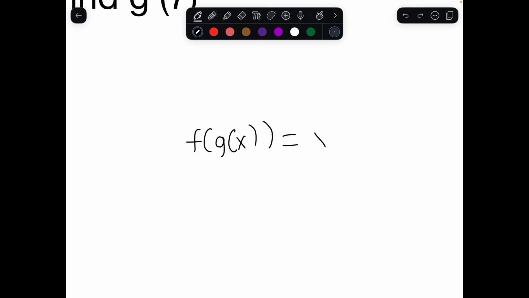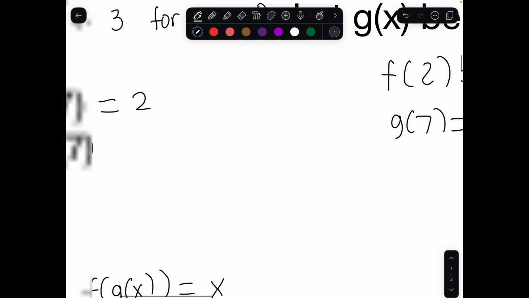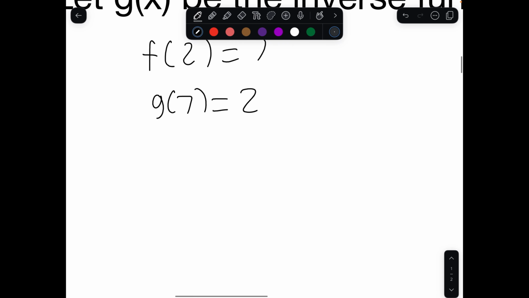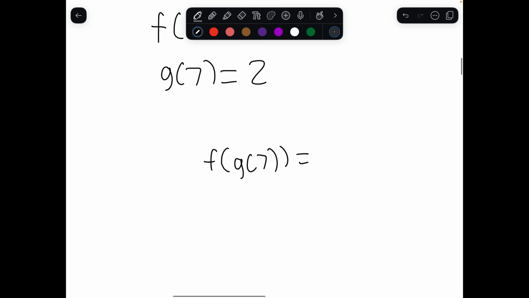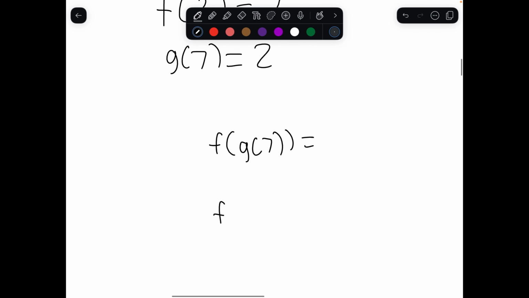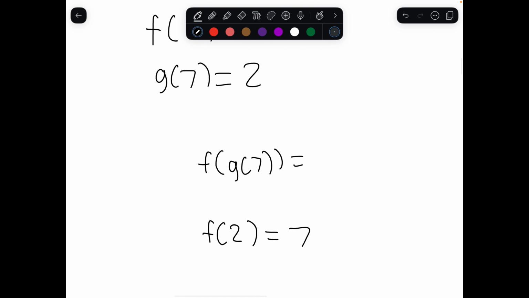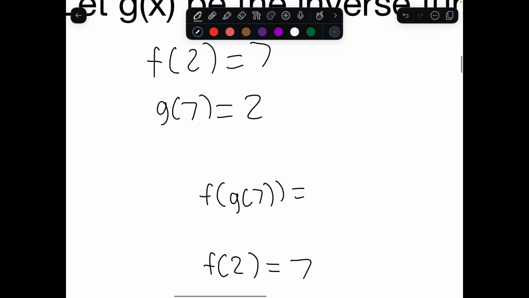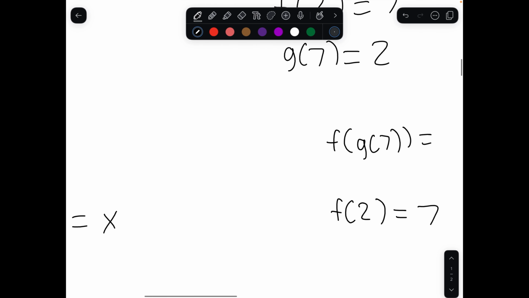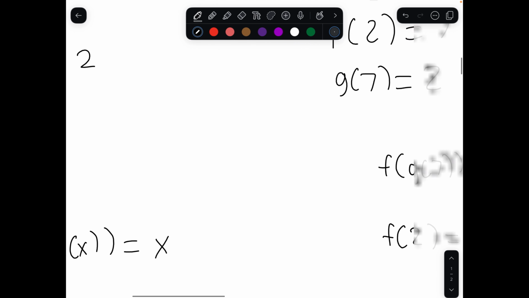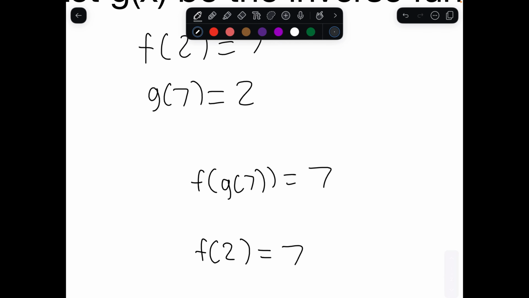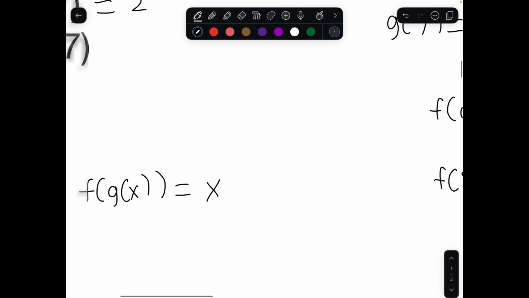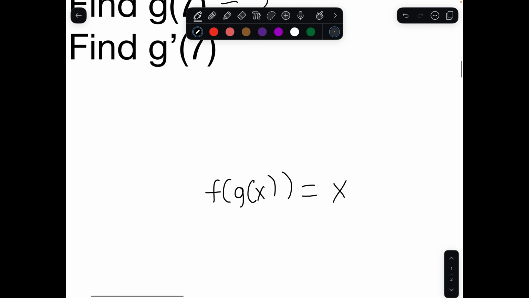Well, we figured this out in question 1. If I were to ask you what f of g of 7 is, you would start from the inside. g of 7 is 2. And then f of 2 is just 7. You can just replace g of 7 with 2, and then f of 2, it's right here, which is 7. So basically, whatever you plug in as your input, 7, you got that as your output. They just cancel each other out, the two functions.